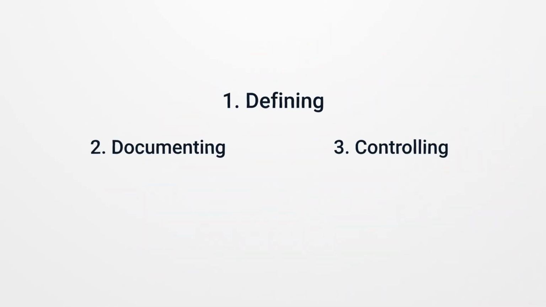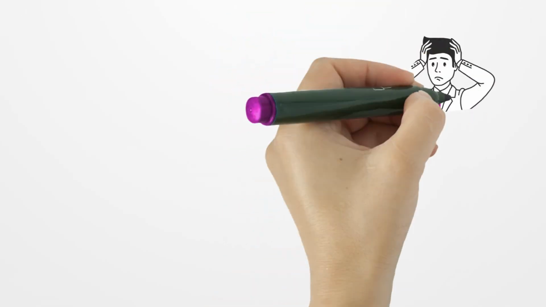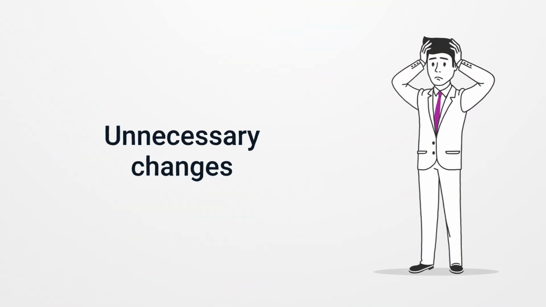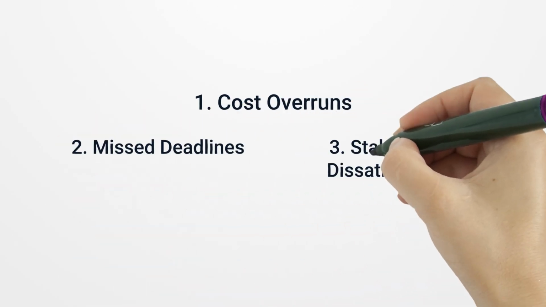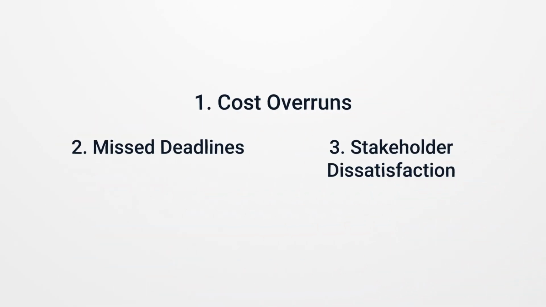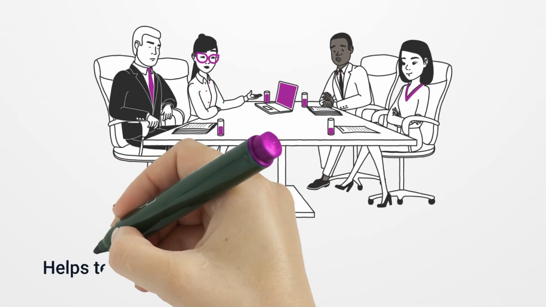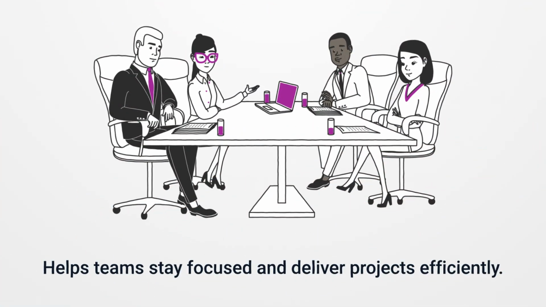It involves defining, documenting, and controlling what is included in the project to prevent unnecessary changes, also known as scope creep. Scope management is crucial because a poorly defined scope can lead to cost overruns, missed deadlines, and stakeholder dissatisfaction. A well-managed scope helps teams stay focused and deliver projects efficiently.